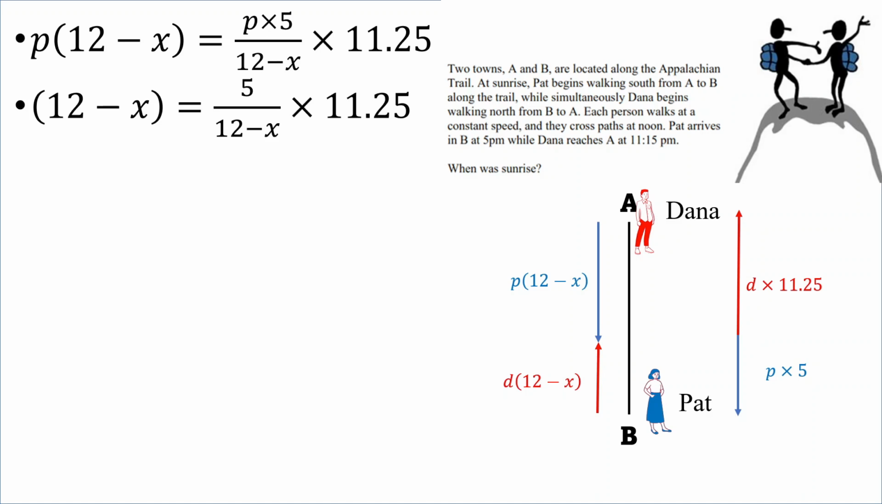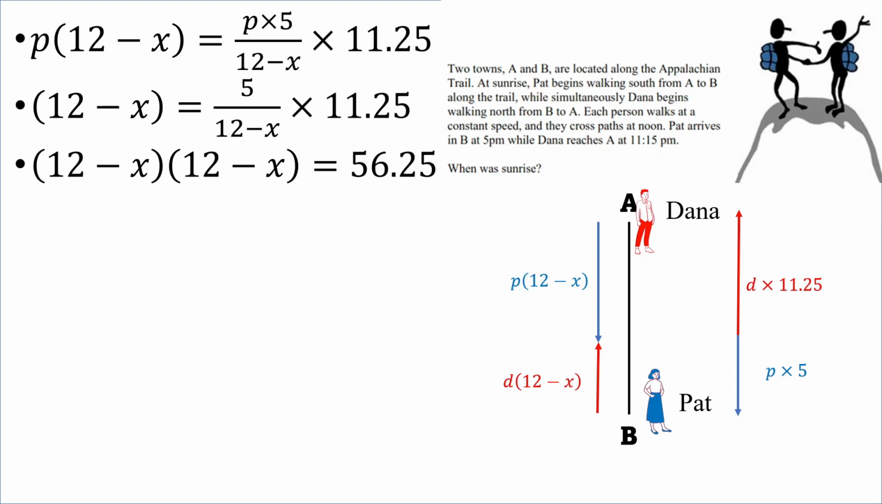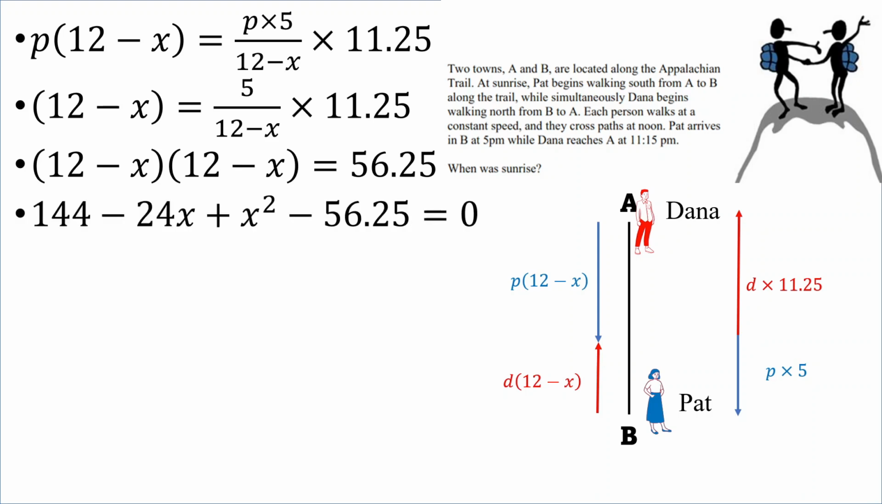Transposing that 12 minus X on the right hand side, we'll have 12 minus X times 12 minus X is equal to 5 times 11.25, which is 56.25. Expanding brackets, we'll have 144 minus 24X plus X squared. And then when we transpose, we'll have minus 56.25 is equal to 0. Simplifying, we'll have X squared minus 24X plus 87.75 is equal to 0. That is a quadratic equation which you can solve by using the quadratic formula, or in this case, you can factorize it.